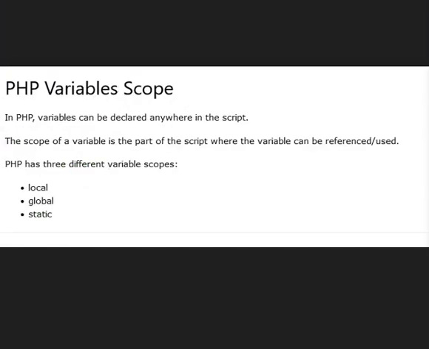Variables have different scopes: local, global, and static. A variable declared outside a function has a global scope and can only be accessed outside a function. But instead, a variable declared with a local scope can be accessed within that function.